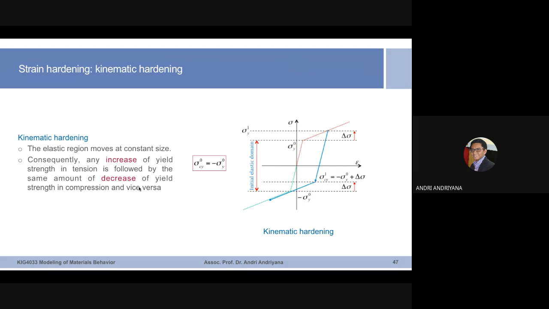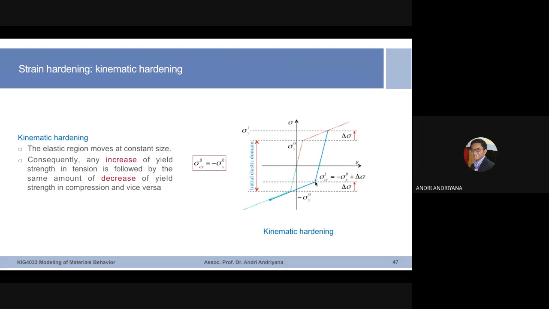In the case of kinematic hardening, the difference is that you gain the yield strength in tensile by delta sigma. Here, if the initial yield strength in compression is minus sigma yield 0, then it is reduced by the same amount delta sigma, and this becomes the new yield strength in compression. So when you compress it, here becomes the new yield strength in compression.